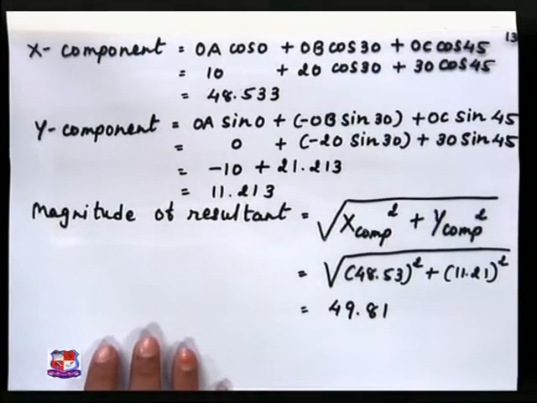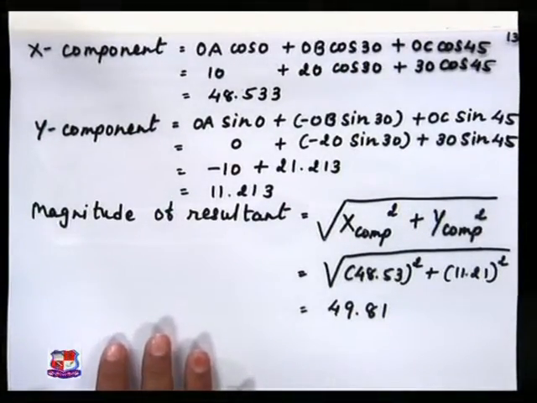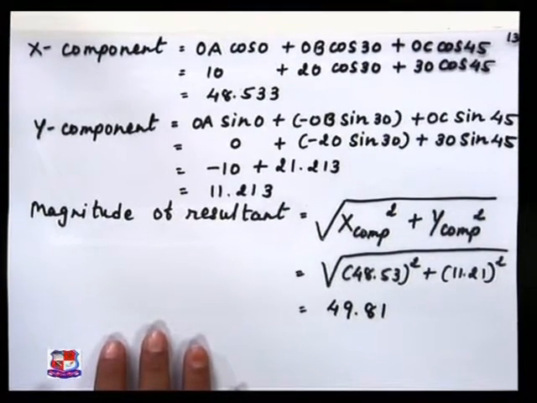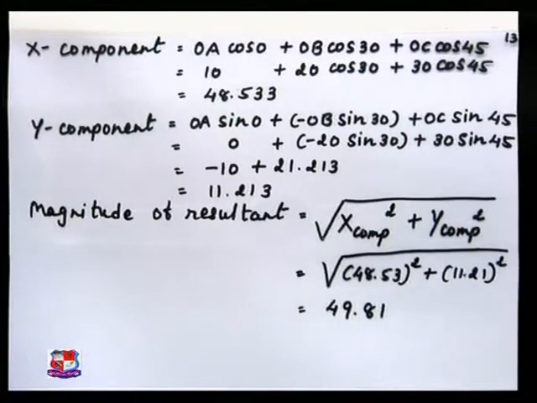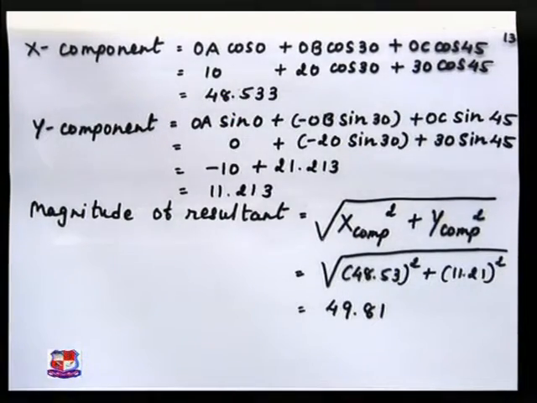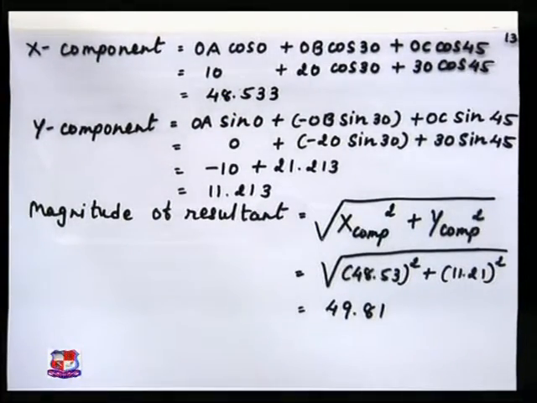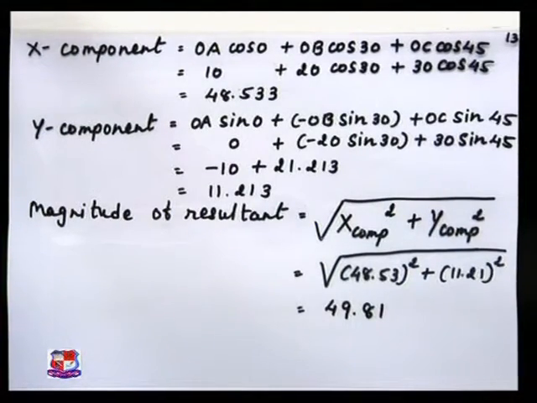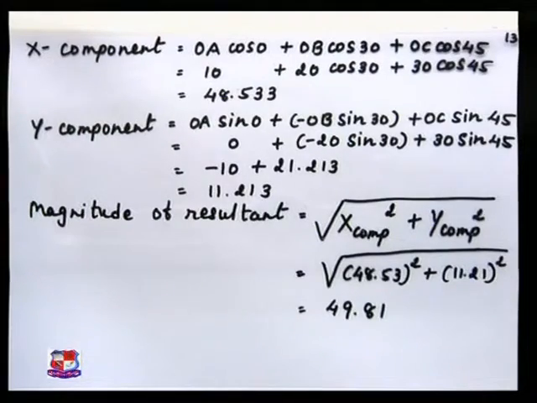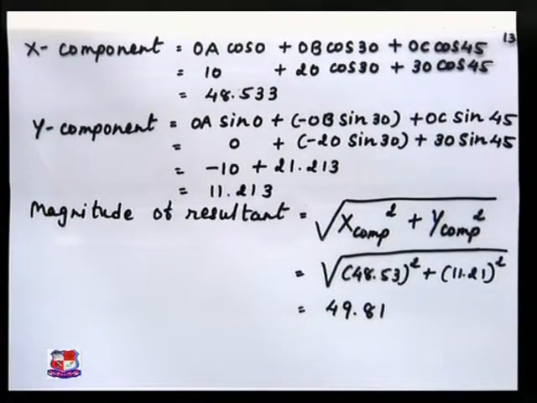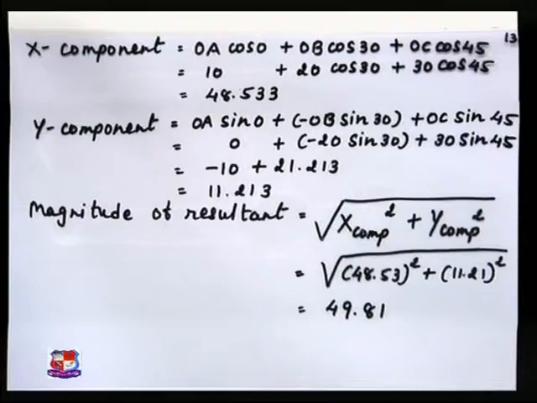Now you can find the magnitude of the resultant. The magnitude of the resultant is equal to the square root of x component squared plus y component squared. So it is equal to the square root of 48.53 squared plus 11.21 squared. Your final answer for the magnitude is 49.81.